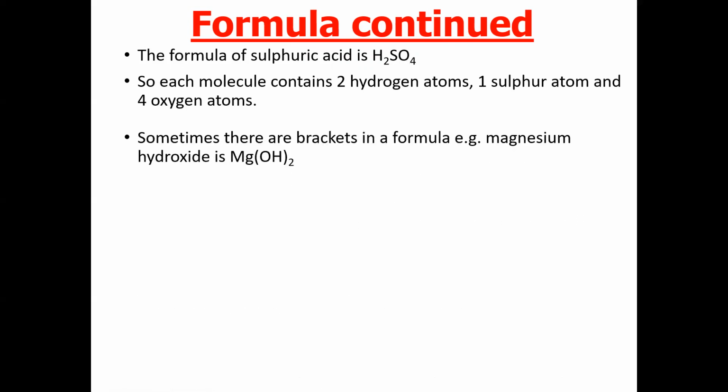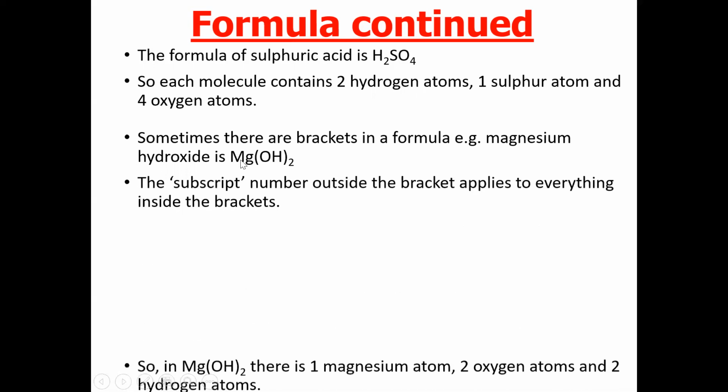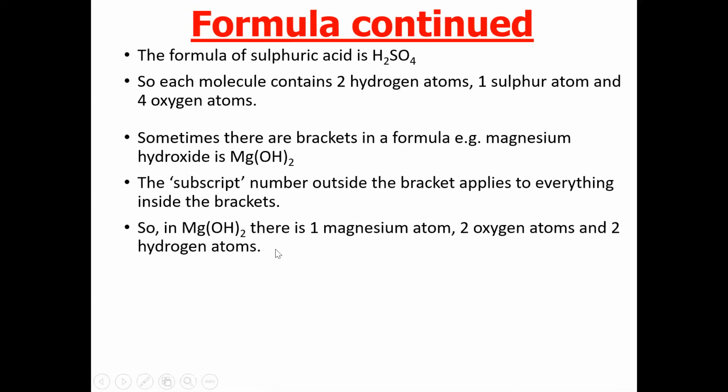So sometimes we have brackets in a formula. For example, if we took magnesium hydroxide, you can see you've got Mg, open brackets, OH, close brackets, 2. That subscript 2 there means that anything within those brackets is multiplied by 2. That means you have 2 oxygens, but you also have 2 hydrogens. That 2 does not influence the magnesium. So in magnesium hydroxide, you have 1 magnesium atom, 2 oxygen atoms, and 2 hydrogen atoms.